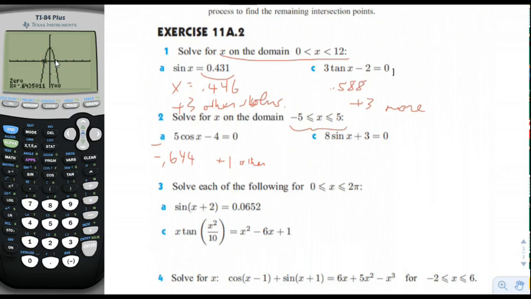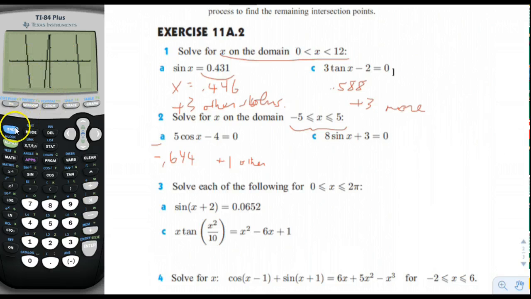Next one, 8 sine x plus 3. So go to y equals, do 8 sine x plus 3. Then we graph it. And we're going to say, when is this equal to 0? It's equal to 0 here, and here, and here. So there's 3 solutions. Let's find the solution here.